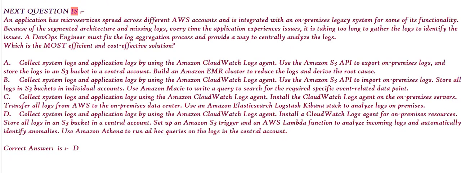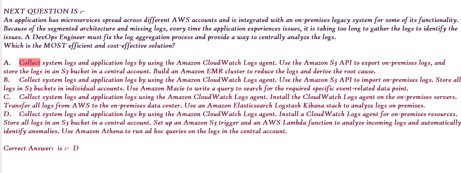Next question is: an application has microservices spread across different AWS accounts and is integrated with an on-premises legacy system for some of its functionality. Because of the segmented architecture and missing logs, every time the application experiences issues, it is taking too long to gather the logs to identify the issues. A DevOps engineer must fix the log aggregation process and provide a way to centrally analyze the logs. Which is the most efficient and cost-effective solution?